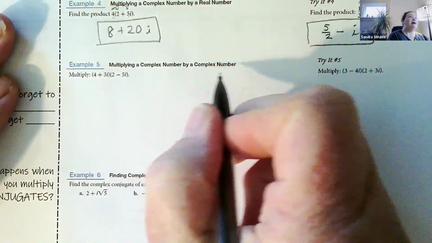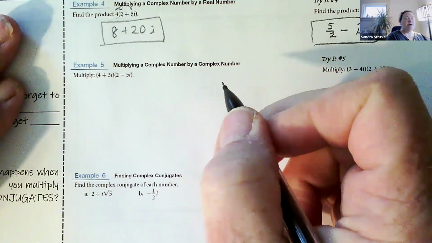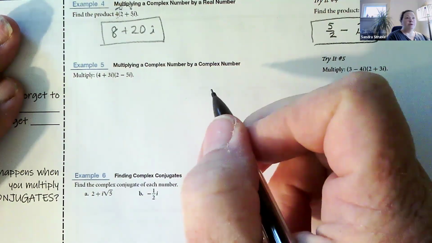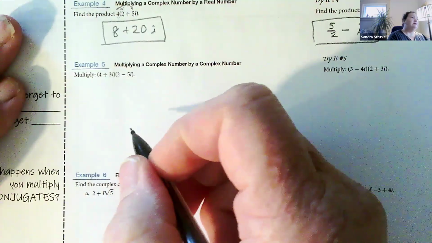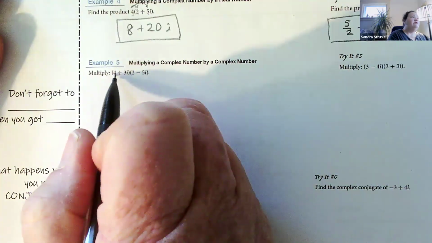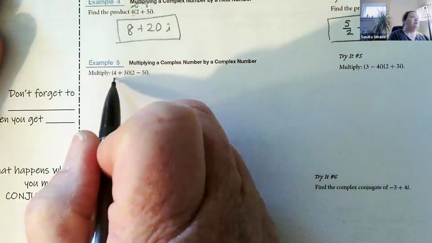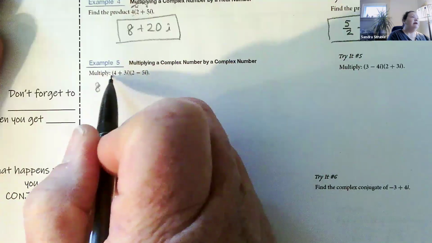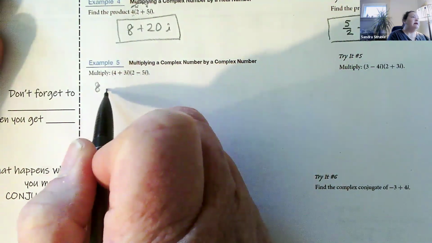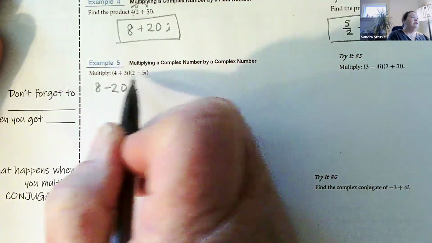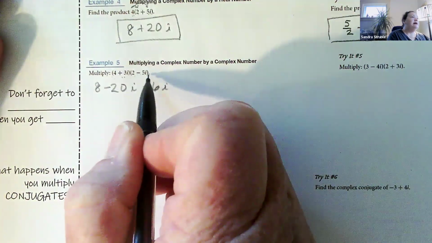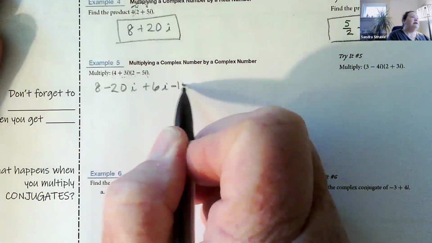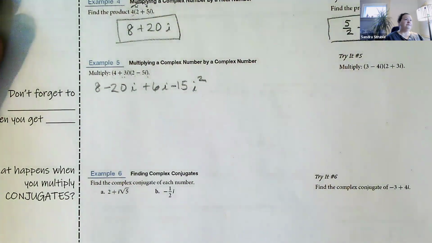Multiplying a complex number by a complex number. Well, you can treat this as distributive. Some of you might use the word FOIL. Some of you might use a box method. I find that some people have an issue with that, but I'm just going to go ahead and distribute it. 4 times 2 minus 5i. Well, 4 times 2 is 8. And 4 times negative 5i is negative 20i. 3i times 2 is 6i. And 3i times negative 5i is negative 15i squared.